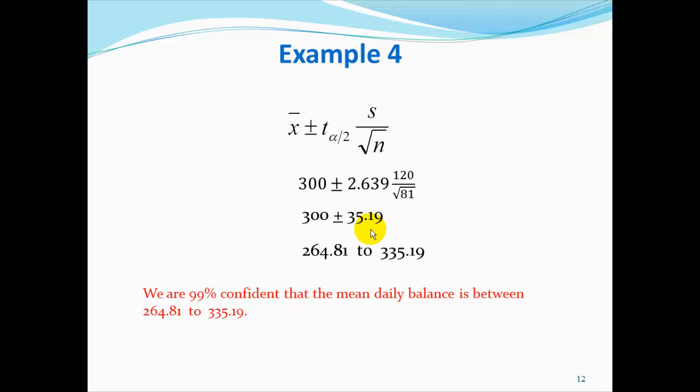So we can state that we are 99% confident that the population mean daily balance at this bank is between $264.81 and $335.19.